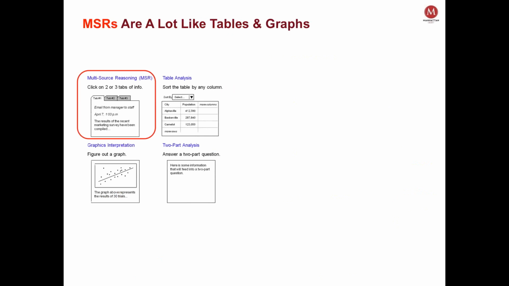What I'm going to start off with is telling you that a lot of the data that you're going to see in the MSR is a lot like what you'll see in tables and graphs. Not hugely different. They'll just put a table on a tab, typically. So there's definitely commonality and overlap between the IR types. The most like the current GMAT sections are two-part analysis, and the most like cases are the MSRs.